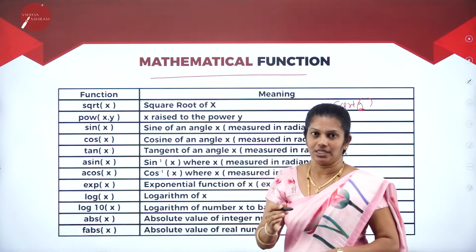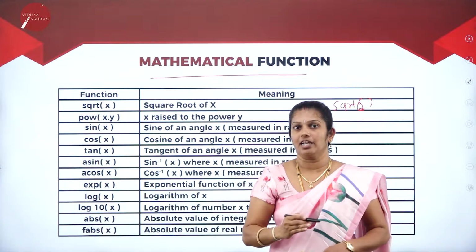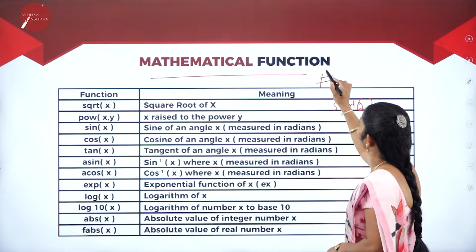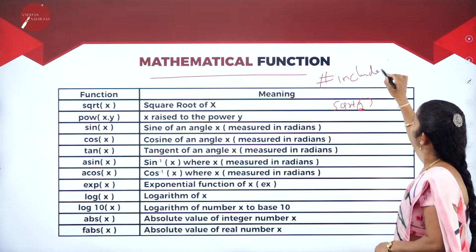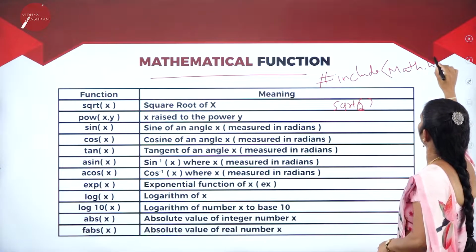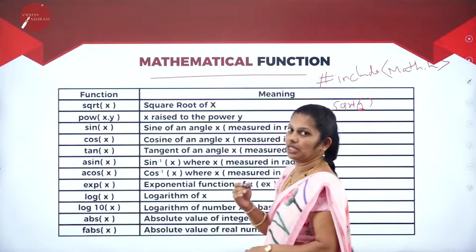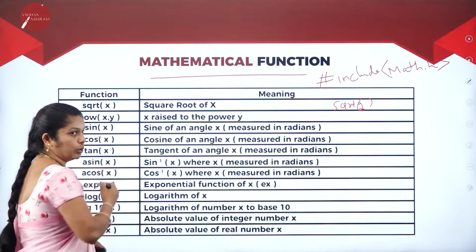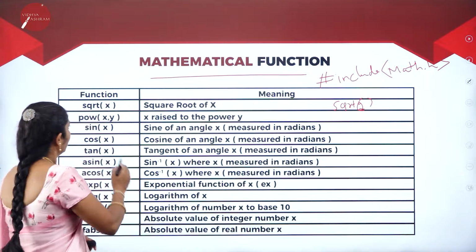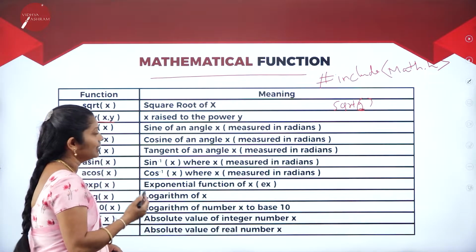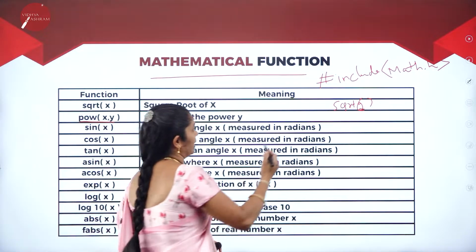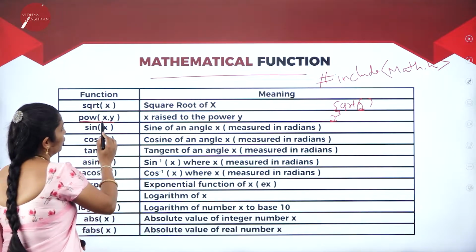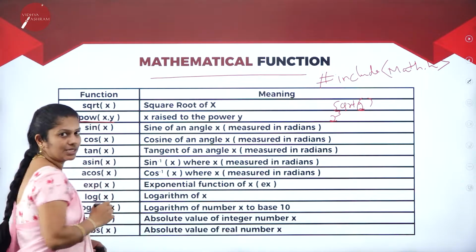It's a mathematical function. If I want to use any mathematical function, then compulsorily I have to include the header file, include math.h. This math.h includes all the mathematical functions, like sqrt to find the square root of a given number. Then pow, which finds the power of a given number. For example, if I want to find 2 to the power of 3, then we use the pow function. Here 2 represents the base value and 3 represents the power value.